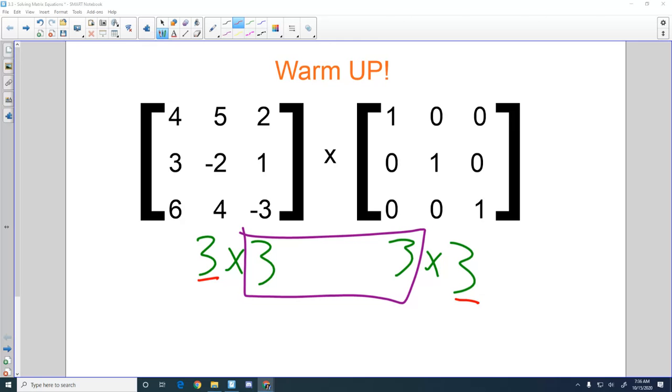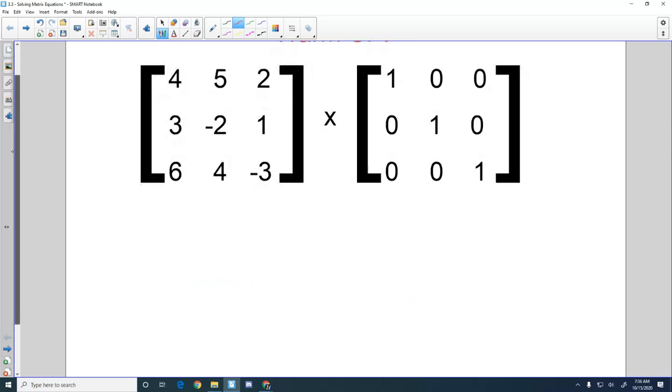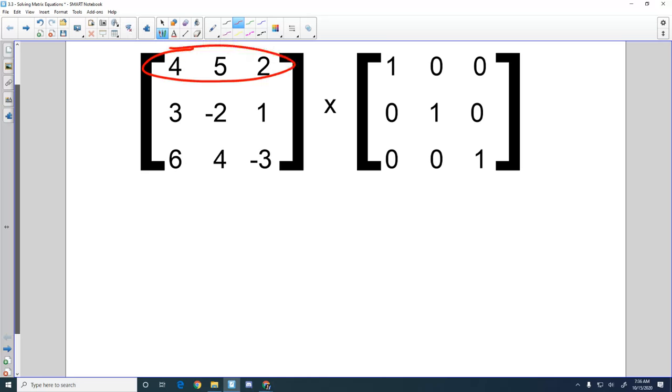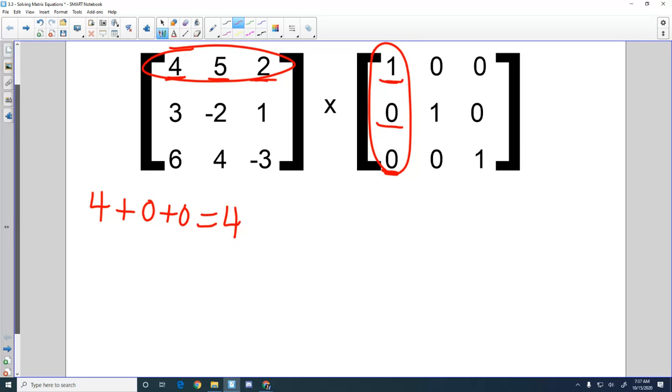So maybe look back at those notes from last class, but this is where you take row times column, and we multiply all the corresponding elements together, meaning the first element of the row with the first element of the column, second with the second, third with the third. So when I'm taking 4 times 1, that gives me 4. And then we're adding the product of the other elements, plus 5 times 0, which is 0. And I'm going to add 2 times 0, which is 0. And that's just a 4.